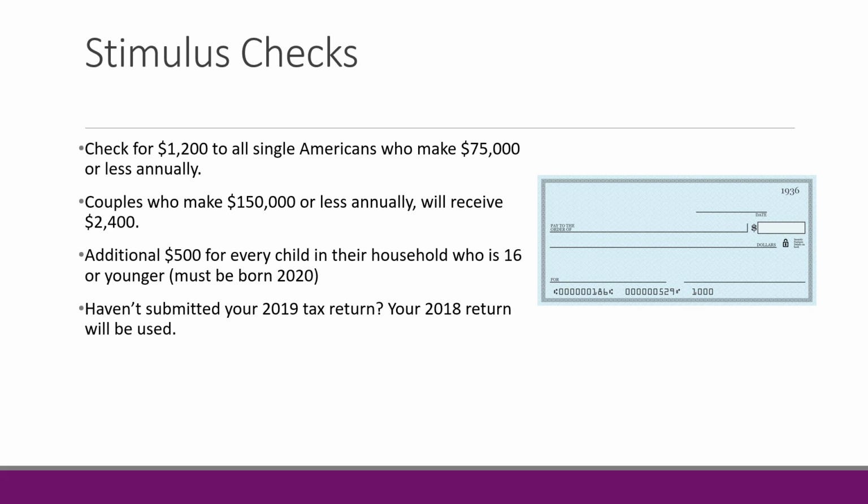Couples who make $150,000 or less annually will receive $2,400. And again, if you're between $150,000 and $198,000 for couples filing jointly, then you'll receive a reduced amount. You receive an additional $500 for every child in your household who is 16 or younger. And if you haven't submitted your 2019 tax return yet, the income will be based on your 2018 return.